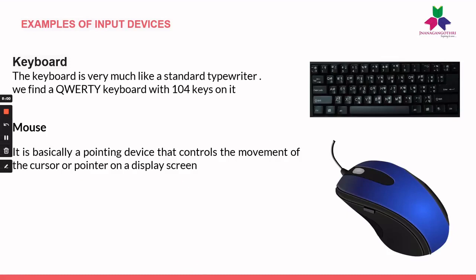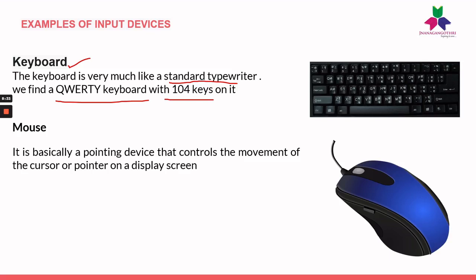The first one is our keyboard. So what is a keyboard? Keyboard is very much like a standard typewriter that we traditionally used, but it might also contain a few additional keys. So generally we have a QWERTY keyboard with 104 keys on it. The additional keys may include some modern options for multimedia playing, such as a dedicated button to play the video or a dedicated button to pause the video.